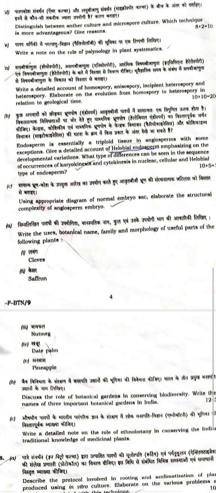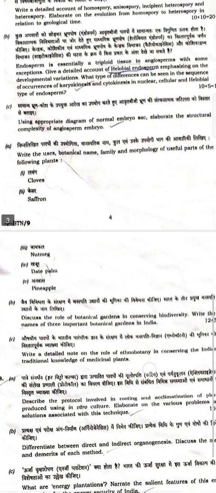Endosperm is essentially a triploid tissue in angiosperms with some exceptions. Give a detailed account of helobial endosperm, emphasizing developmental variation. What type of differences can be seen in the sequence of occurrence of karyokinesis and cytokinesis in nuclear, cellular and helobial type of endosperm? Using an appropriate diagram of a normal embryo sac, elaborate the structural complexity of the angiosperm embryo.